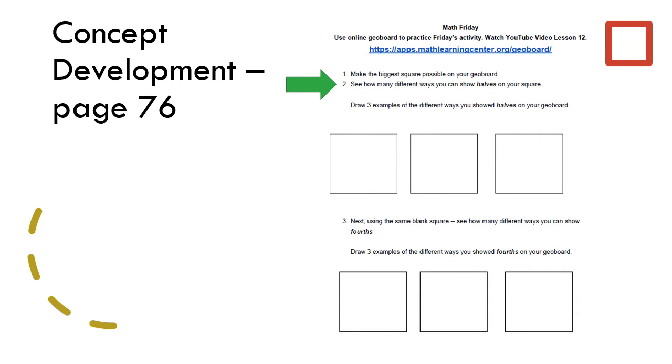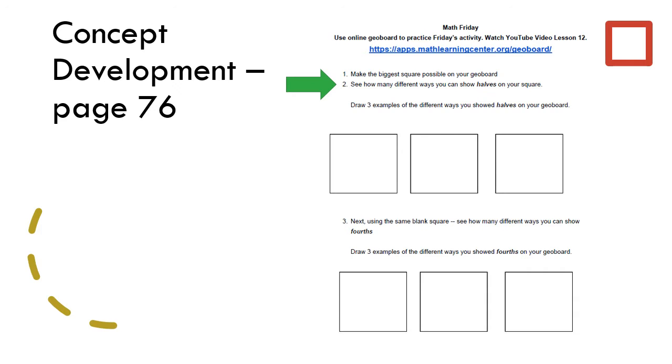For today's concept development, you are going to complete page 76 with me. The materials that you can use, this is optional, or you can just follow along with mine or visualize it and draw your pictures. I am encouraging you to go to this website and use the online geoboard. So the geoboard is the board that we use with rubber bands to create our shapes. So you can practice this using this online tool here. I have also included the link in the description up below.